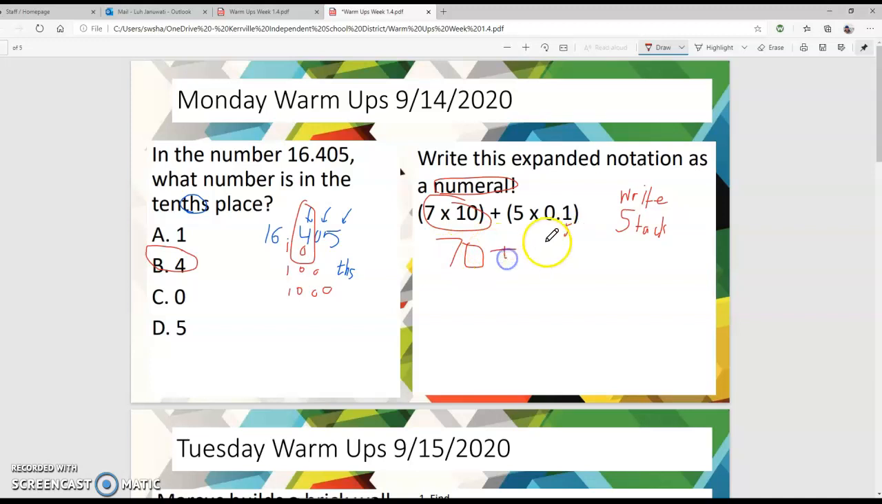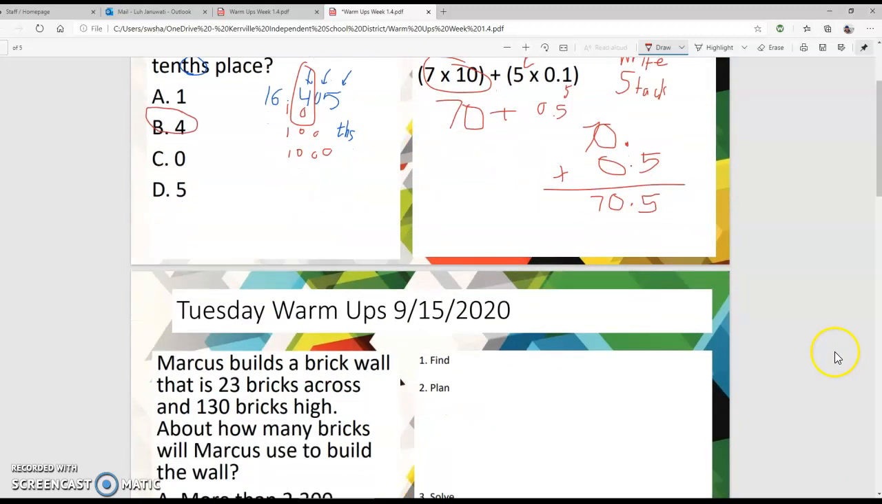So 0.5. And now I wrote them already. Now I need to stack them. What I mean by stack them is to line up the decimal point. So if you write them and stack them, there's no way you're going to make a mistake, like answering 7.15 instead of 70 and 5 tenths. And a lot of you wrote 70 and 1 tenth. It's not 1 tenth because it has 5 tenths in here, right? 70 and 5 tenths. Okay.